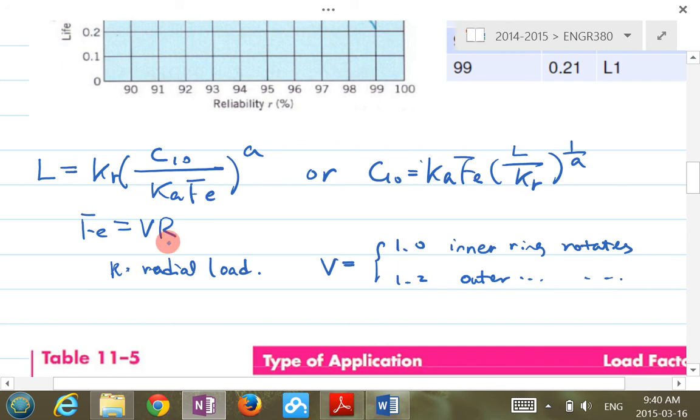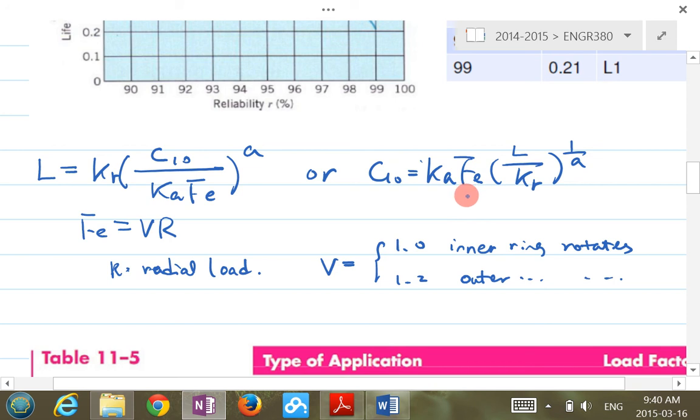So this R is just the radial load that you calculated from the free body diagram. Okay, that's Fe. Next, when we look at the combined case, we basically call this the equivalent load, often in time. We call it the equivalent load here.